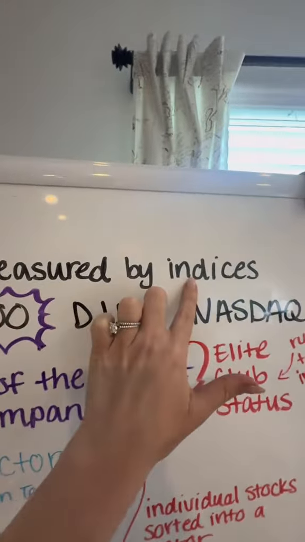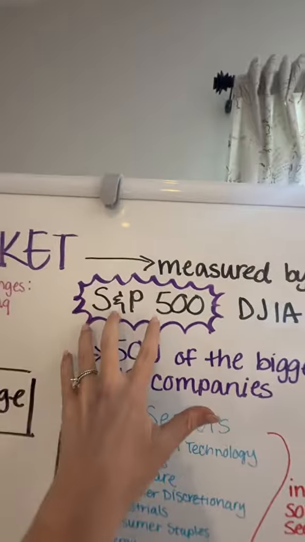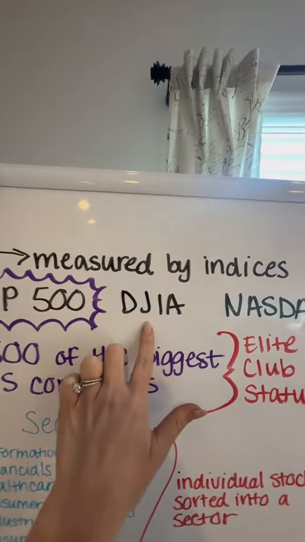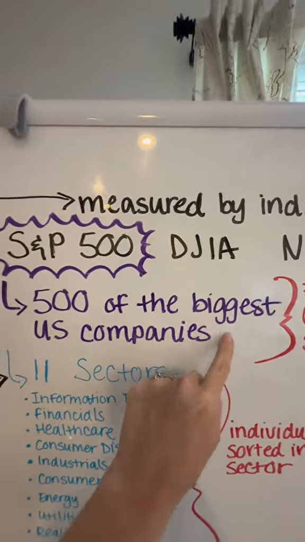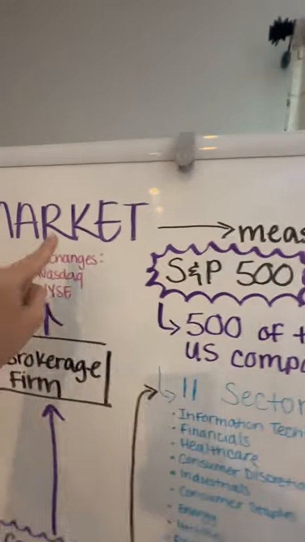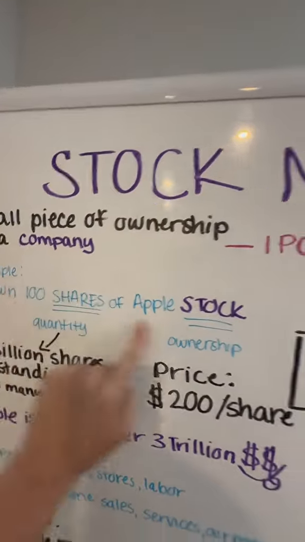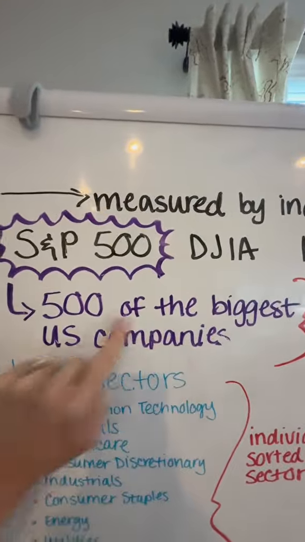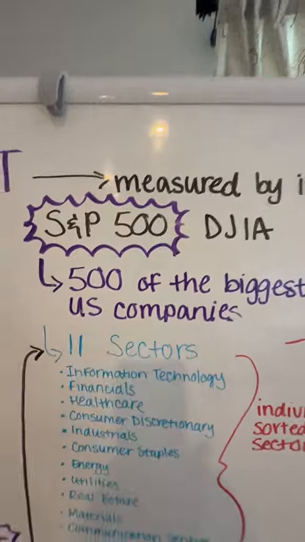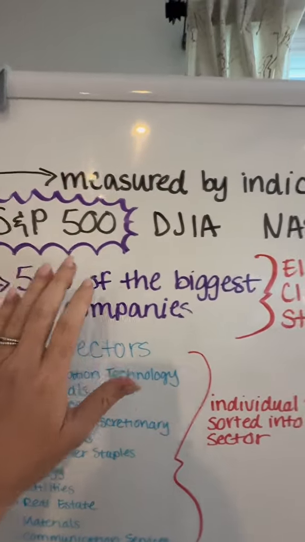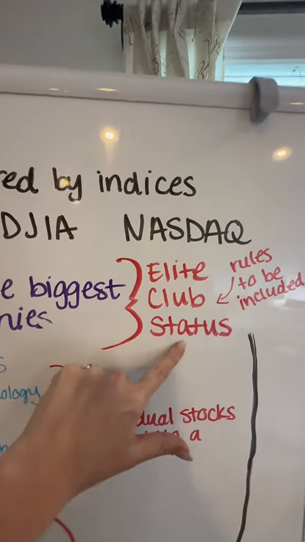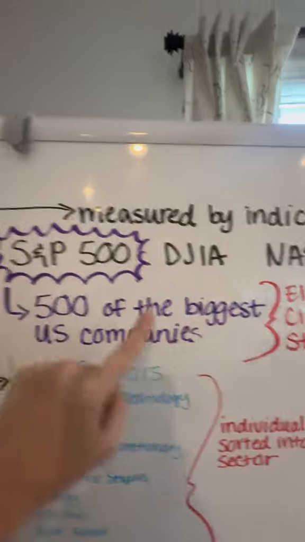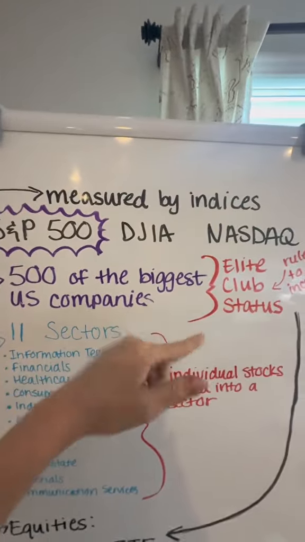Now, we measure the stock market through an indice or an index. The most common is the S&P 500, but there's also the Dow Jones Industrial Average and NASDAQ. The S&P 500 is 500 of the biggest US companies. So the stock market is just a bunch of companies. Let's not overcomplicate it. And in order to be in the S&P 500, it's elite club status. There are rules to be included, which means companies are kicked in and out of this actually quarterly.